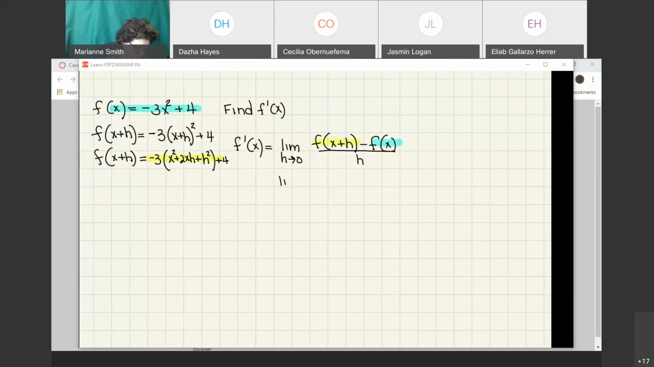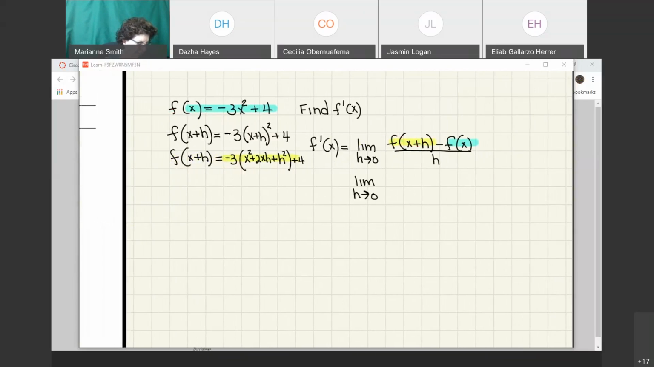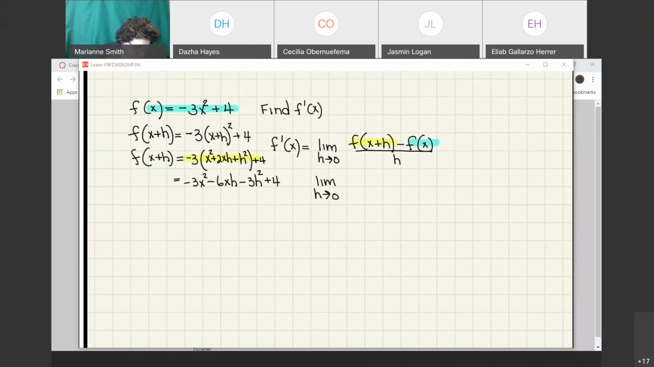Okay, so then I have my limit as h approaches 0, and then plug in -3. Okay, you can do the algebra outside, which might be easier. Like do the algebra down here before you plug it in. So -3x squared plus a -6xh minus 3h squared plus 4. What did I do? I just distributed the -3 to all the terms in parentheses, right? And now I'm going to put that in here.